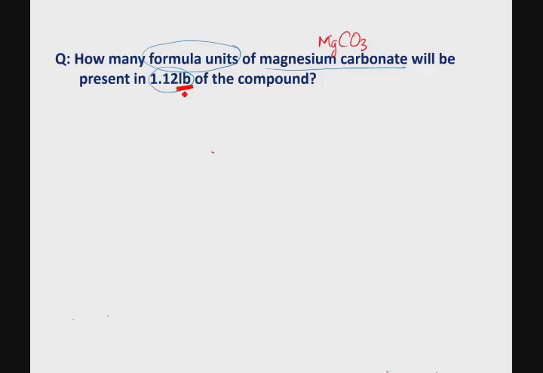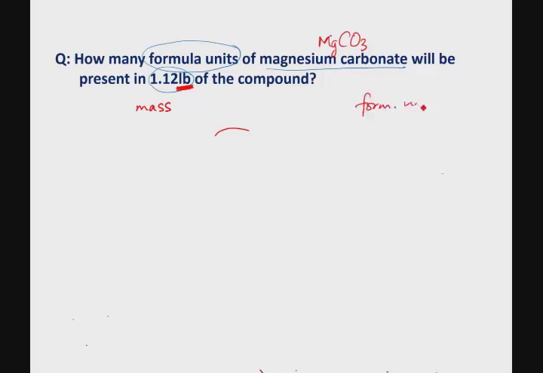The third point that I would like for you to think about is they're not asking us to calculate moles of the compound. They're instead asking us to calculate formula units of the compound. So now this is a problem that is not a one-step problem. This is a problem that is asking us to go from mass of a compound to formula units of a compound.